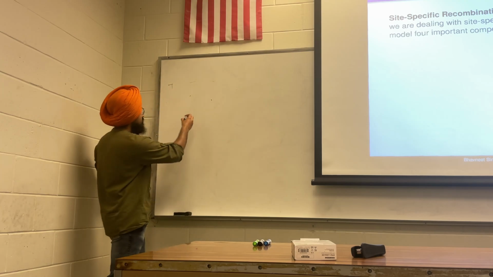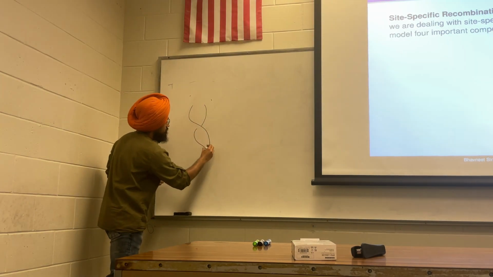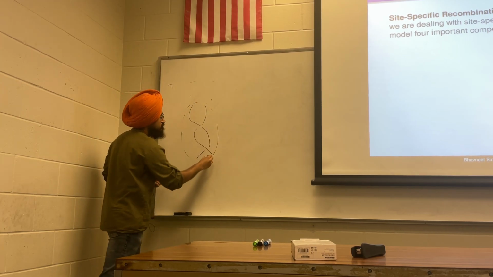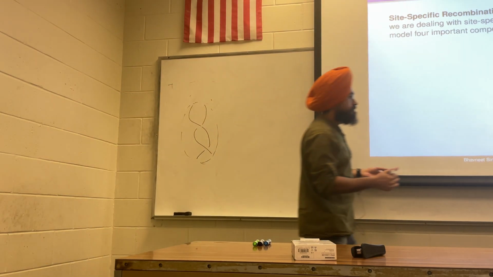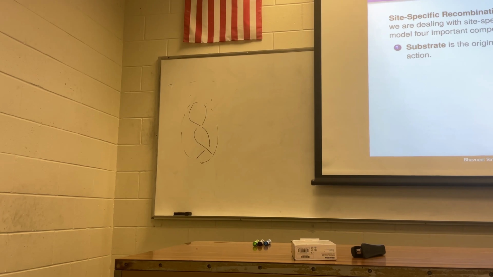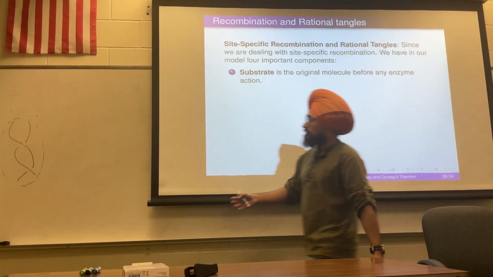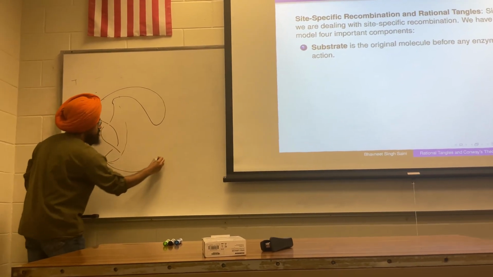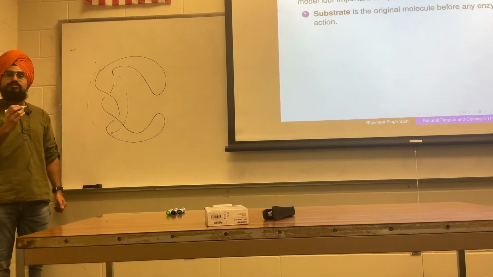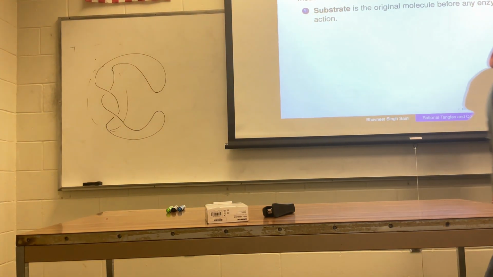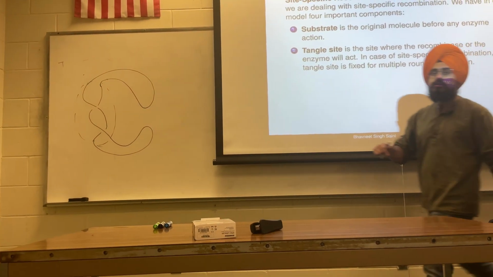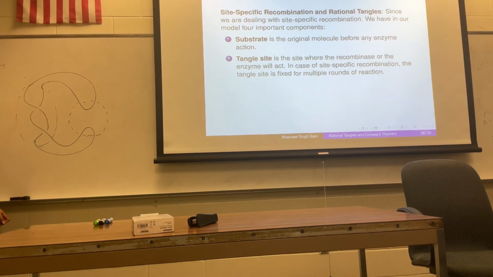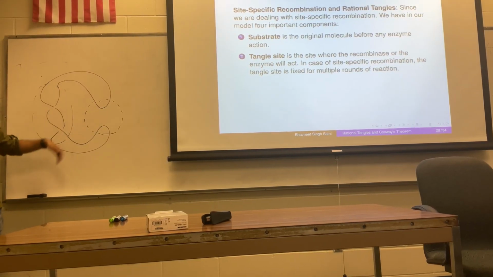And we'll define a few terms. Let's say this is your substrate. The substrate is the original molecule on which the enzyme is going to act, and it will look something like this, for example. And we are assuming it's circular, if the DNA is circular for us. Then we define what we call a tangle site. The tangle site is basically where we assume the enzyme is going to act. So here the enzyme will act again and again and generate some kind of recombination.